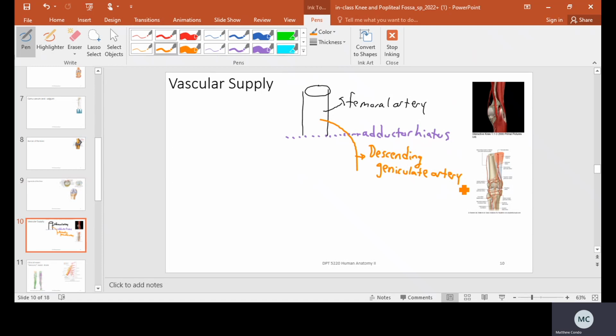So after my femoral artery goes through the adductor hiatus, it's now called my popliteal artery. Understand that this whole section is going to be posterior knee, because that's why my femoral artery has to go through that adductor hiatus. It's going to zip to the back of my knee. And that's exactly what popliteal means. It means back of knee. So this is my popliteal artery.